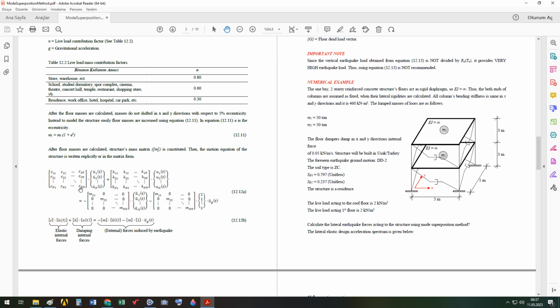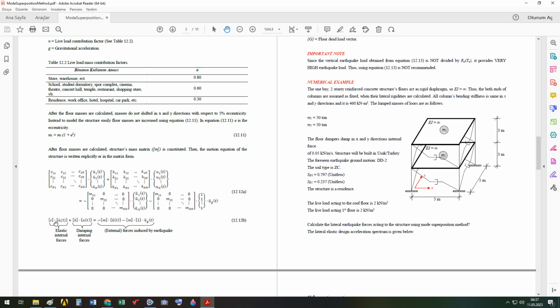Then we see the coefficient of the velocity vector gives me the damping matrix. The coefficient of the displacements gives me the stiffness matrix. The coefficient of acceleration gives me the mass matrix. We don't know this value. That's why we cannot calculate the right-hand side of the equation. We can calculate the left-hand side of the equation. These shall interchange their places.